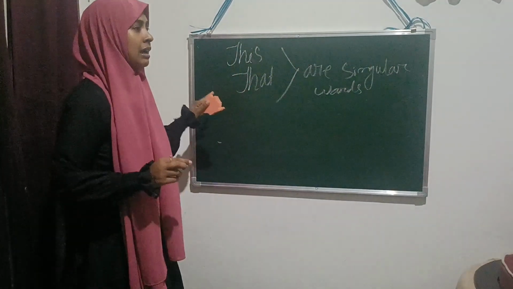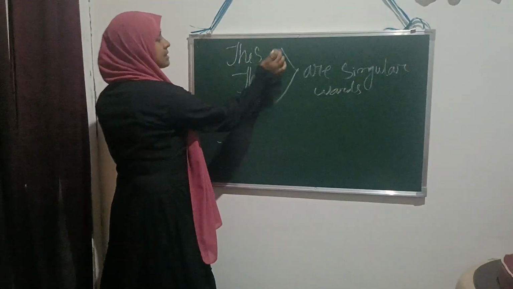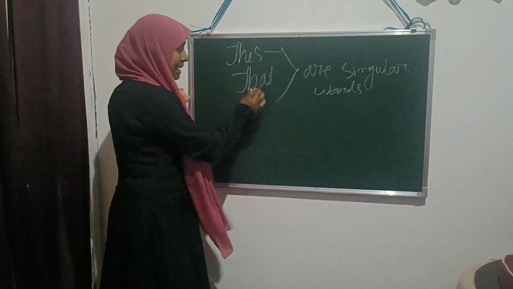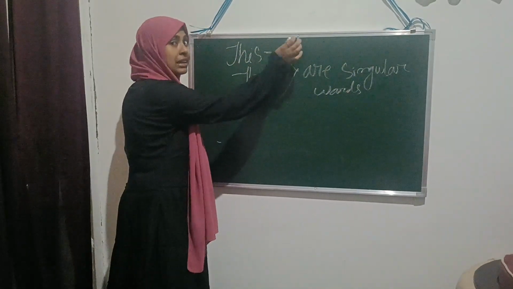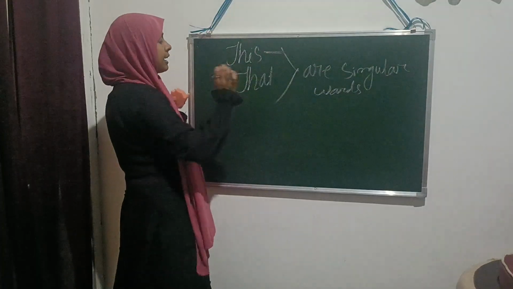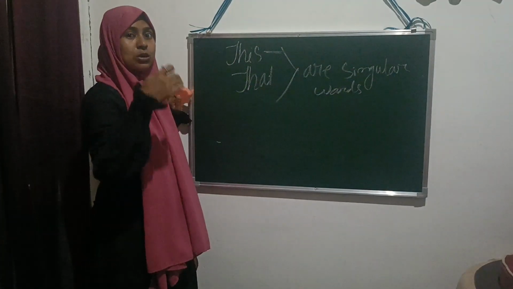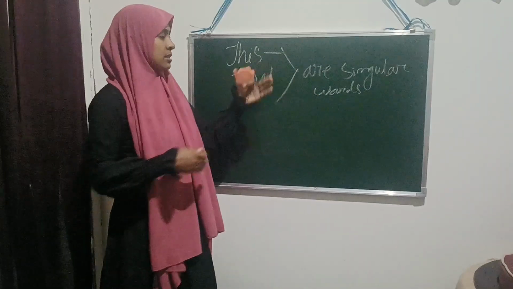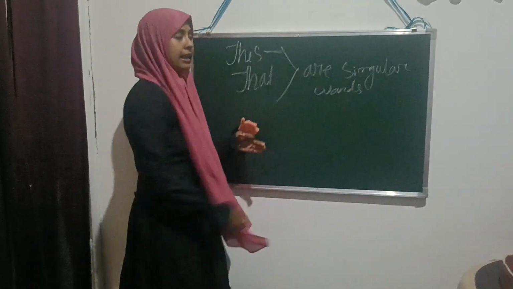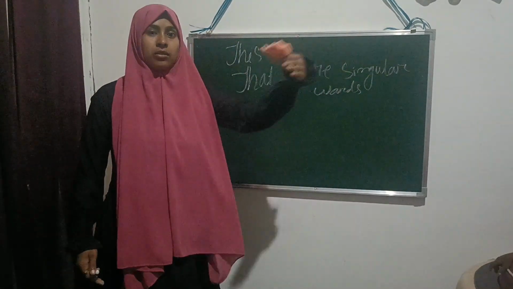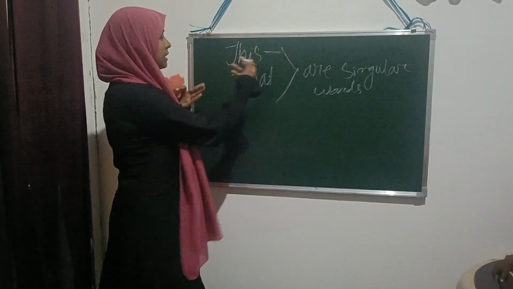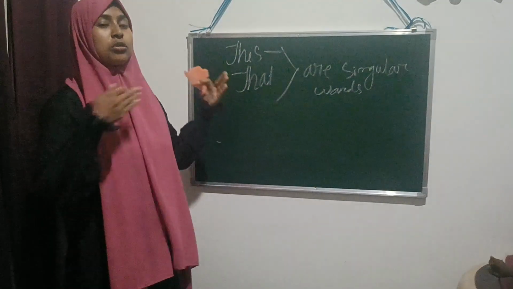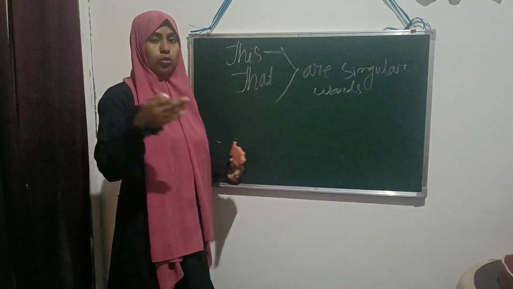So this is used for something near you. And that is used for something far from you. This is a book and that is a tree. Near and far.